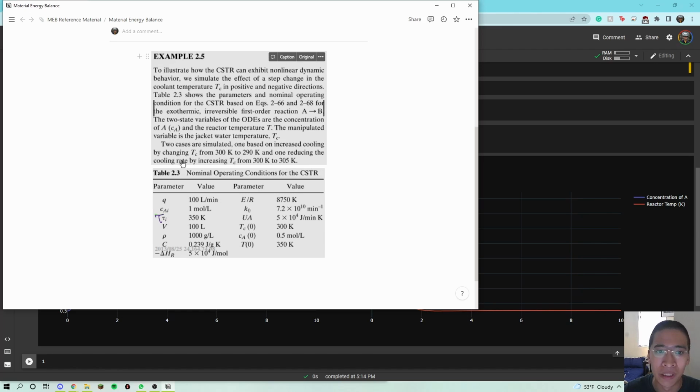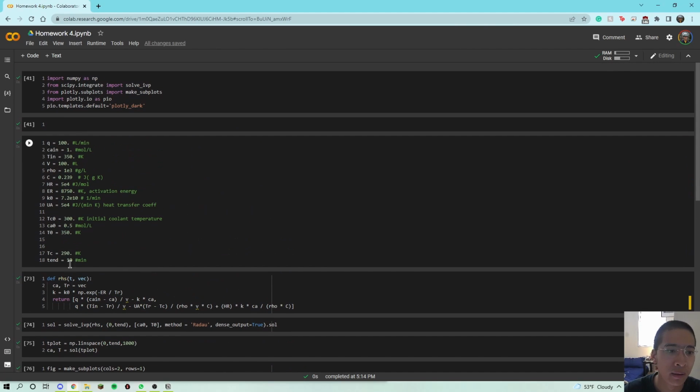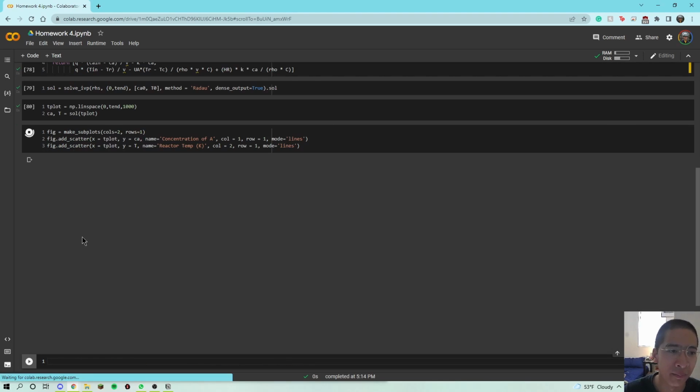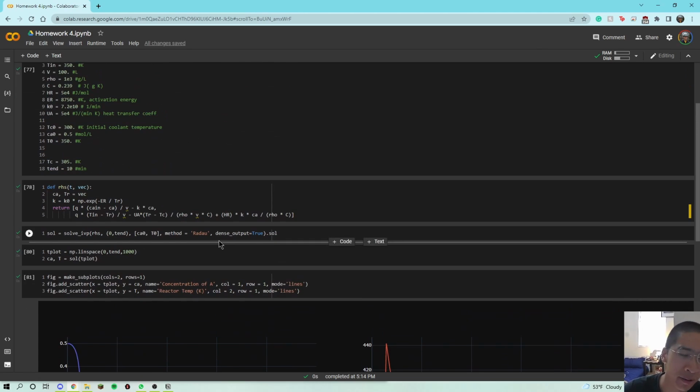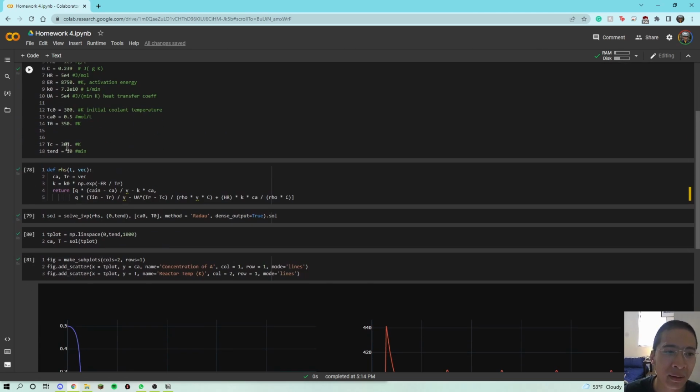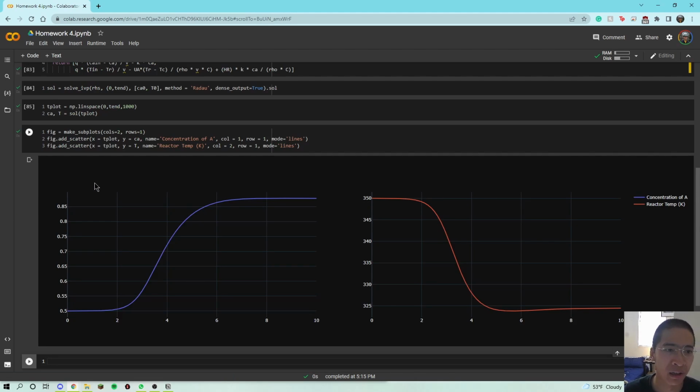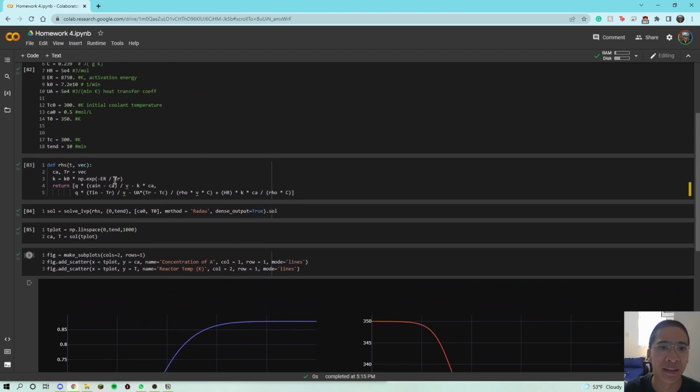What happens if we decrease the cooling rate? Change this to 305, just a 5-degree difference, and we'll see how amazing that is. Look at that, no steady state. Not to mention that there's a large exotherm, all the way to 440 degrees Kelvin, and then it oscillates and never reaches steady state. And this is a great problem to illustrate how minute changes, change it back to 300, can have such a large impact and it's not immediately obvious, right?